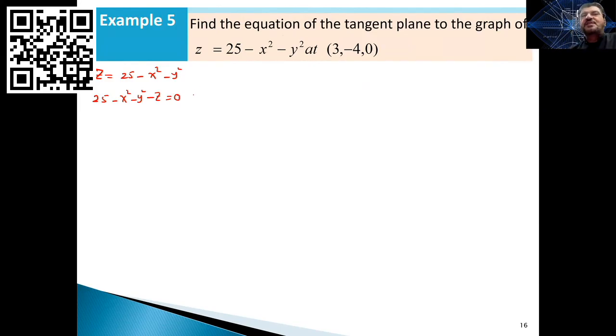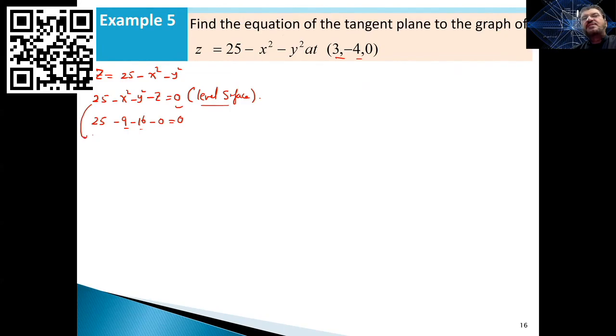This is now what? This is our level surface. You know why? Because if you put 3, minus 4, and 0 here, look at this: 25 minus 3 squared is 9, minus 4 squared is 16, minus z is 0. What do we get here? This one is minus 25, plus 25 is what? It is 0, so it satisfies the right-hand side. So this is our level surface.